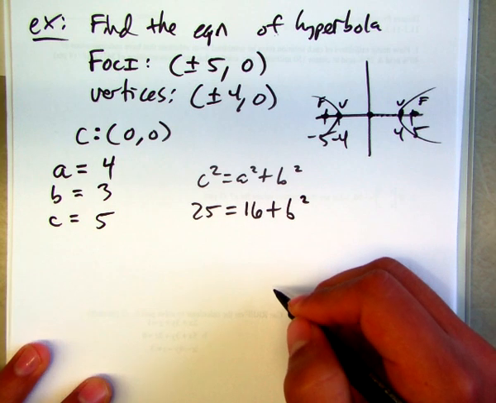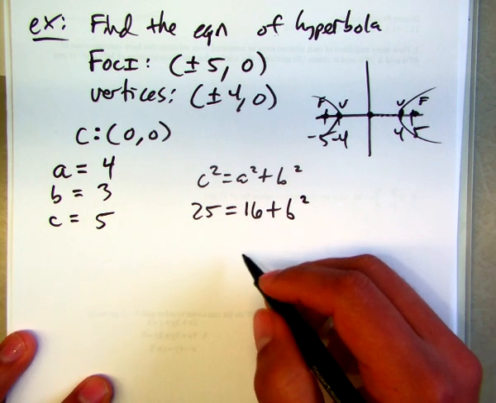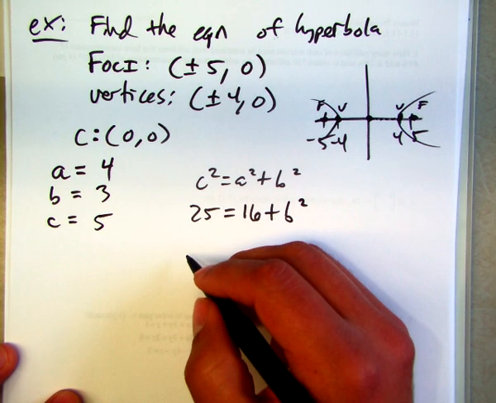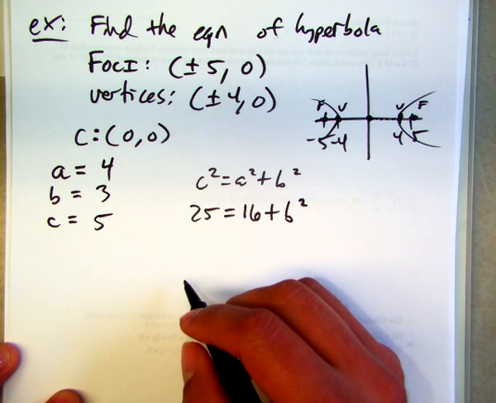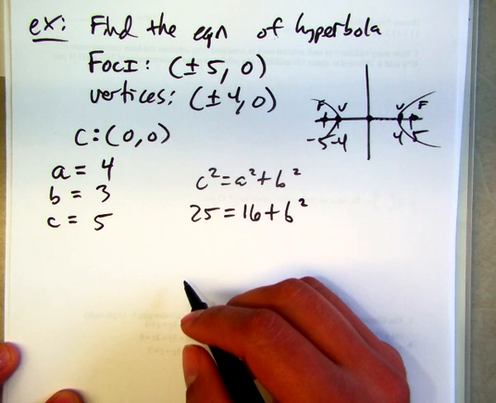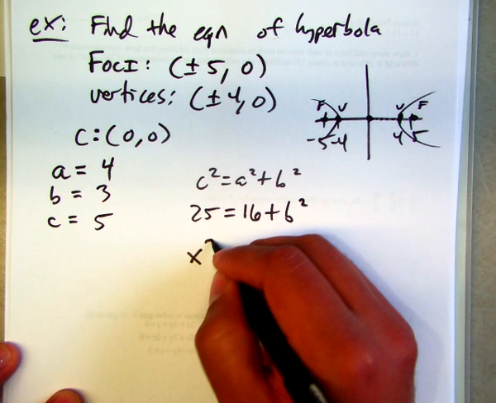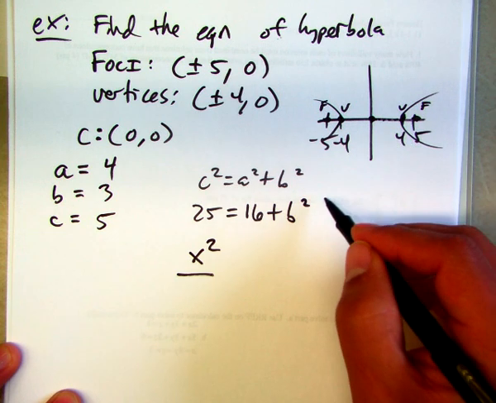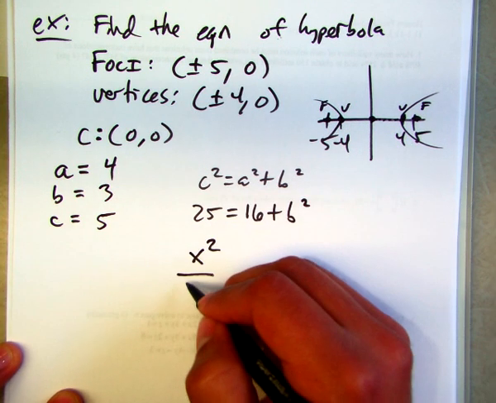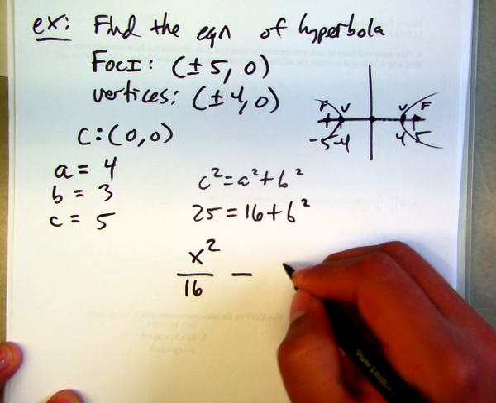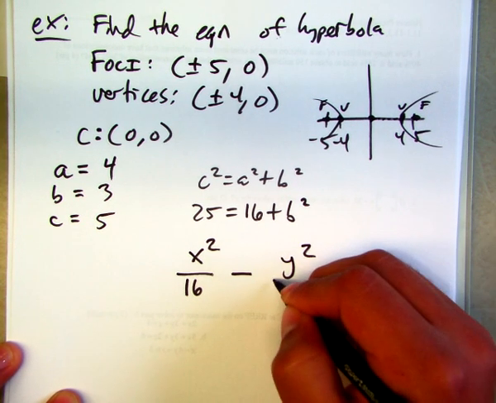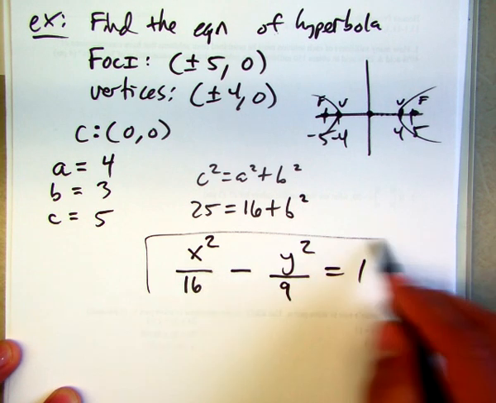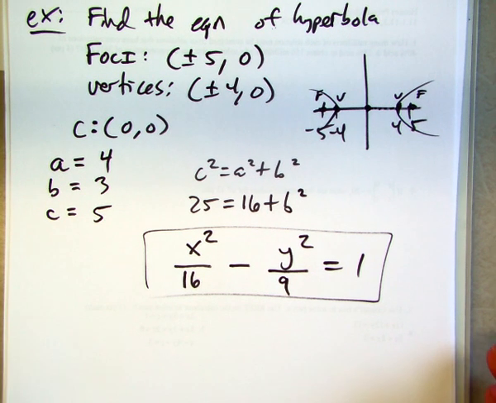The only two things we need now for the equation are really A and B. Now we write the equation. Which way does it open? What term is first, x squared or y squared? X squared, very good. And how far did I go in the x direction to get to the vertex? 16. And then minus, since it's a hyperbola, y squared, and that's the b value, very good, and we're done. Okay?